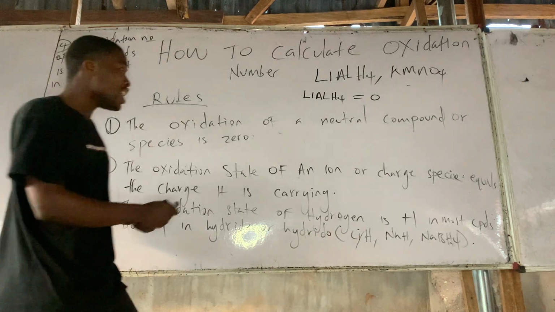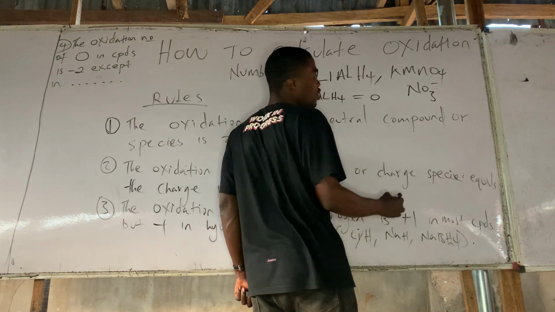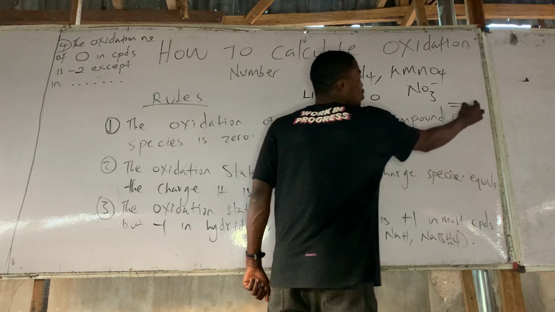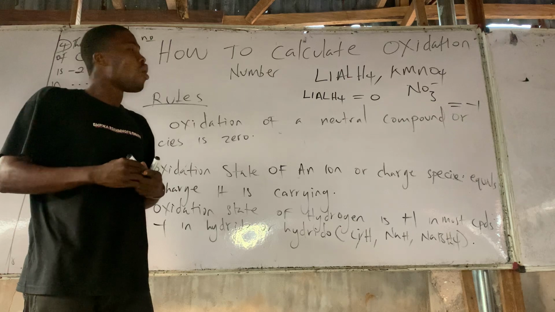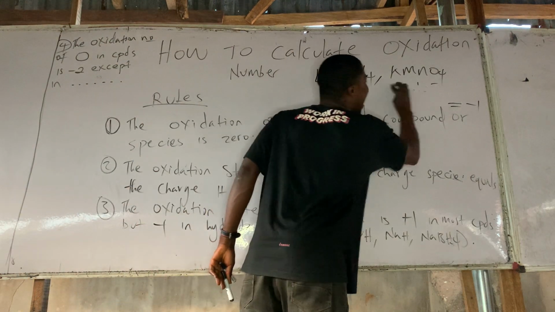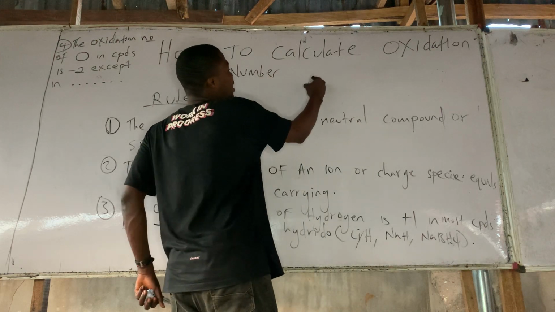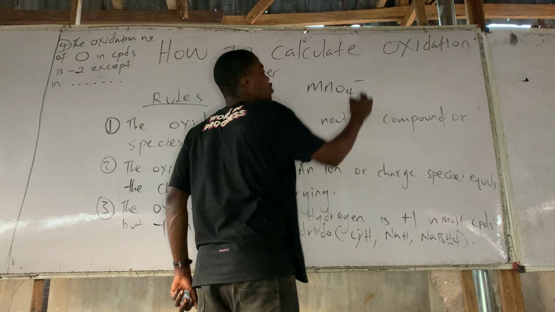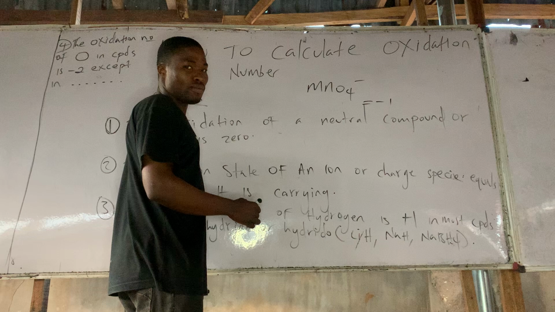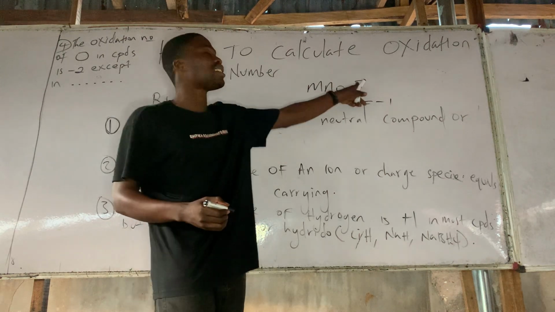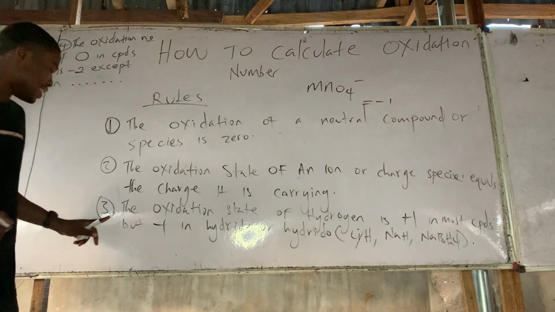Rule 2: the oxidation state of an ion or charged species equals the charge it is carrying. I already established that. Let's say I have NO3 minus. What is the total oxidation state of this species? It's going to be -1 because it carries a -1 charge. Or in another case, I can have a species like MnO4 minus. What is the oxidation state of this species? It's equal to -1. That's the sum oxidation state of this species because the charge it is carrying is -1.